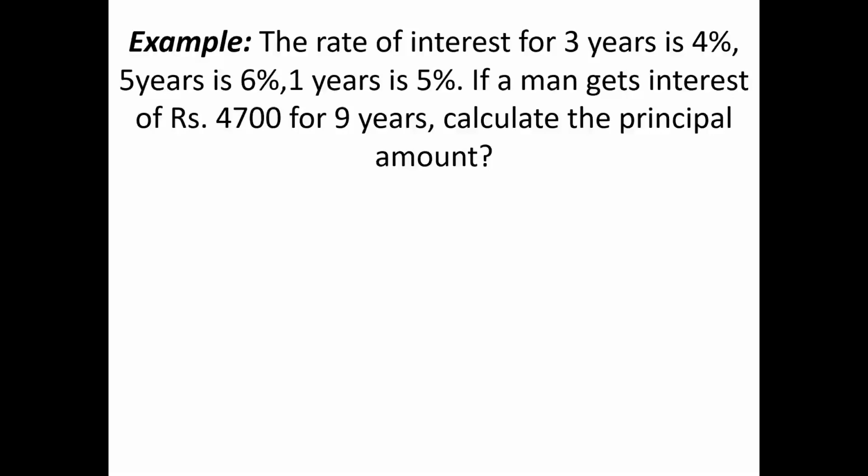So now if a man gets interest of rupees 4,700 for 9 years, that means he has taken that amount for 9 years. He has given interest of 4,700. So what will be the principal amount?